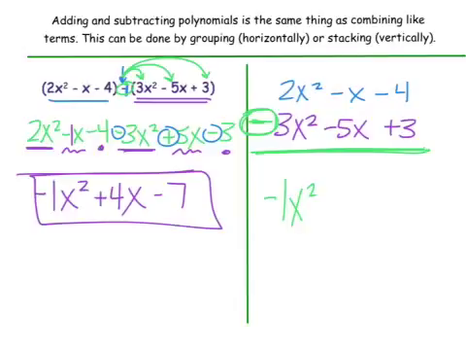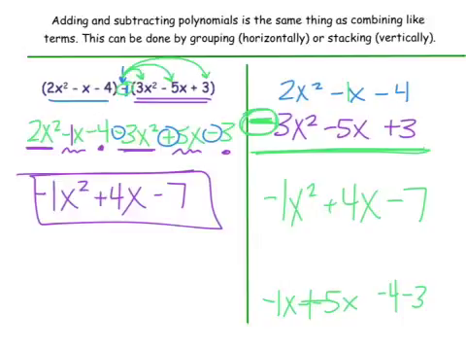And then I'm going to say negative 1x minus negative 5x. Well, negative 1x minus negative 5x, that's like adding 5x. So it's really just a positive 4x. And then that negative 4 minus 3. Negative 4 minus 3 is our negative 7. And there would be our answer.